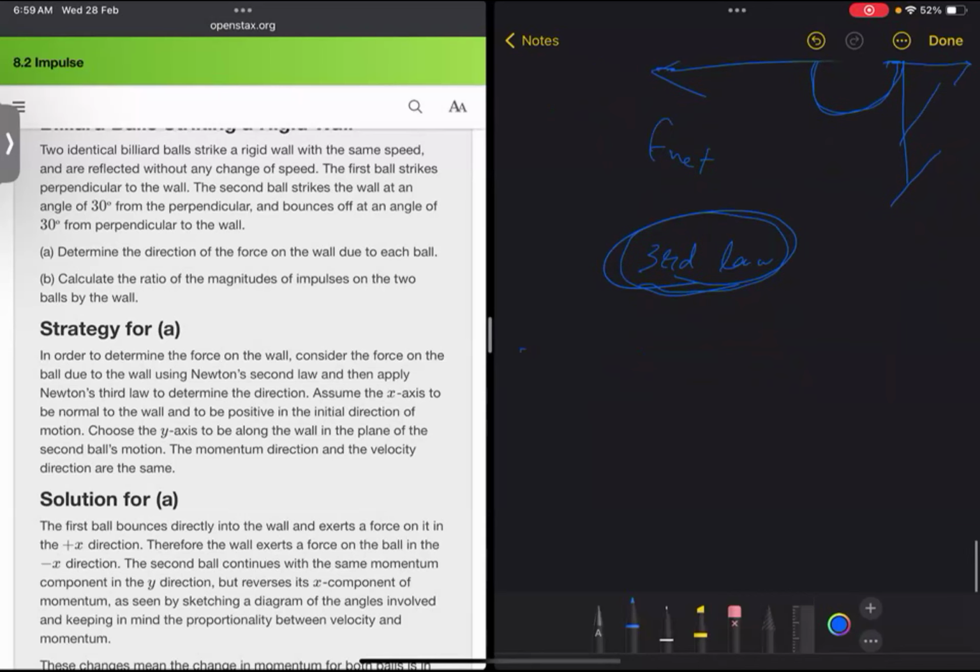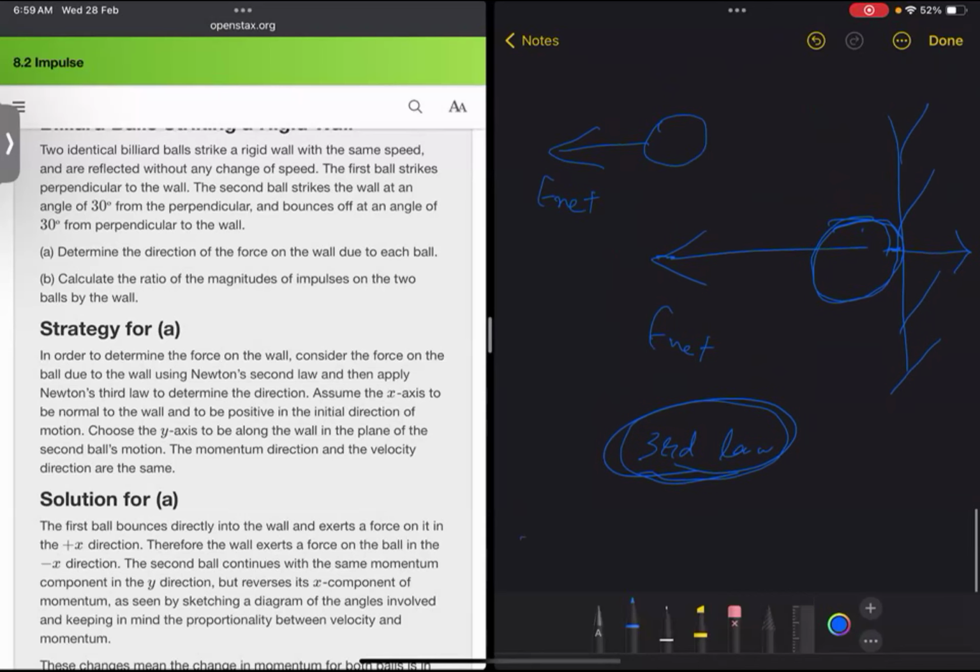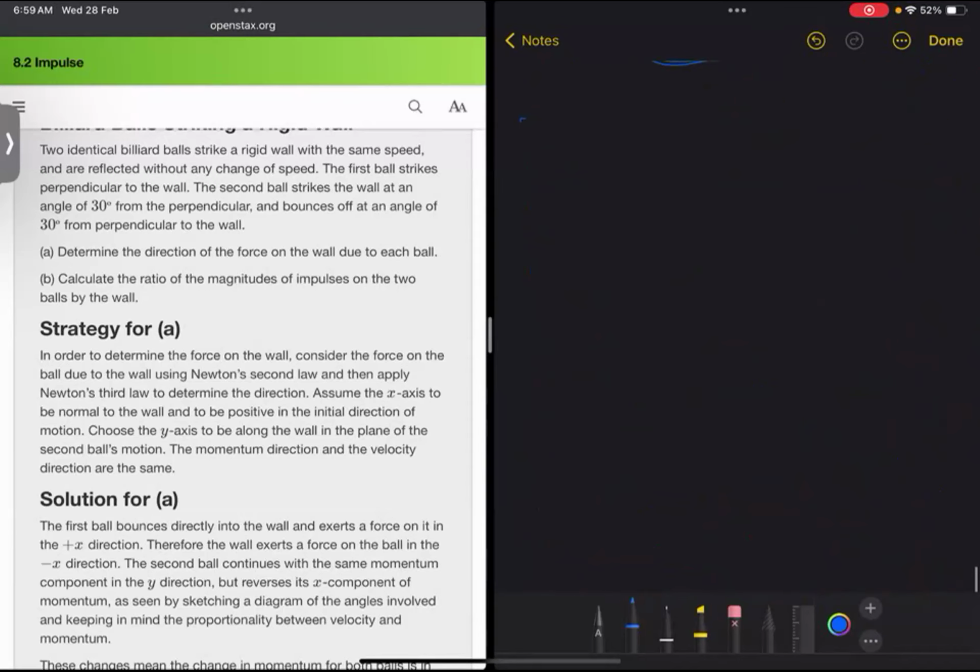Okay. Now, let's do the same thing for the second ball. So what is happening for the second ball? The second ball is striking like this. It is bouncing back like this. So what is the initial momentum? This momentum has two components, one the vertical component and one the horizontal component. Why? Because this velocity has two components, the vertical component of velocity and the horizontal component of velocity.